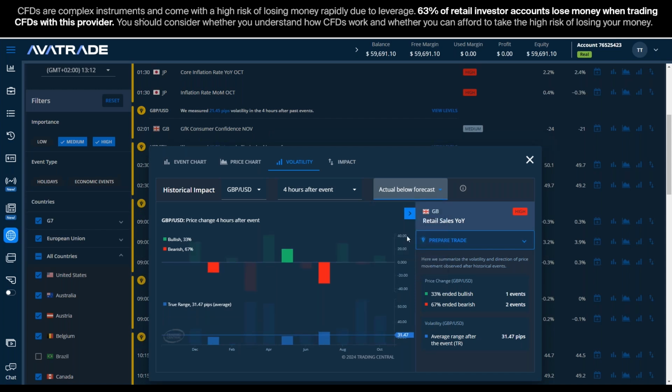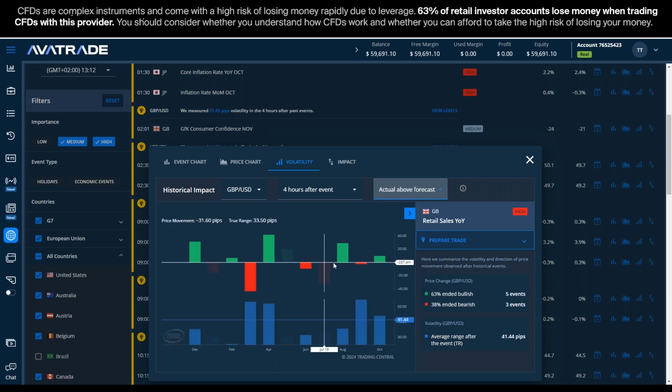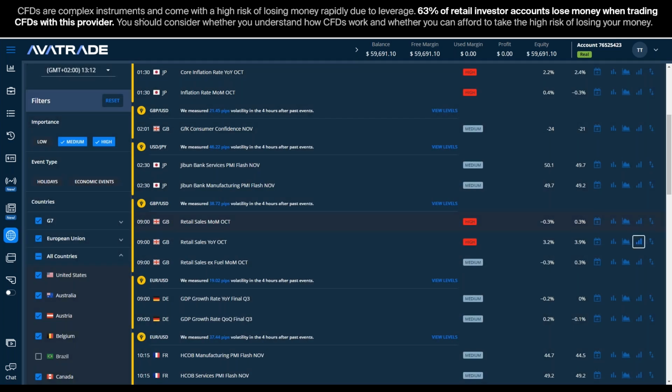If this comes in below forecast, it's the flip opposite, right? 2/3 of the time it drops. So it's almost never 100% of the time, right? So you can't expect to win every trade. But what we're looking at are trends. If this comes in below forecast, 2/3 of the time it went down. If it comes in above forecast, approximately 2/3 of the time it went up. Okay, so some interesting statistics you can see surrounding these announcements.